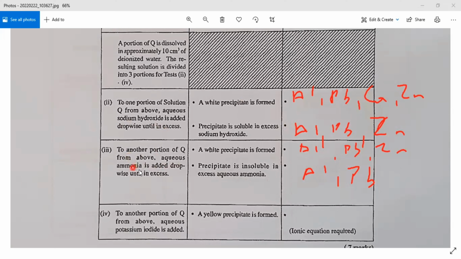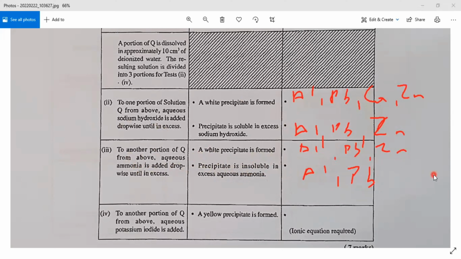So you go further now and you do your ammonia test. With your ammonia test, you got a white precipitate. The white precipitate suggests that aluminum, lead, or zinc may be present. Then now, when you added excess ammonia, it is insoluble, which means that it could only be aluminum and lead. So now what you're faced with is this. You now have two cations and you need to distinguish them. You need to determine which of these cations is present. So how do we do that?